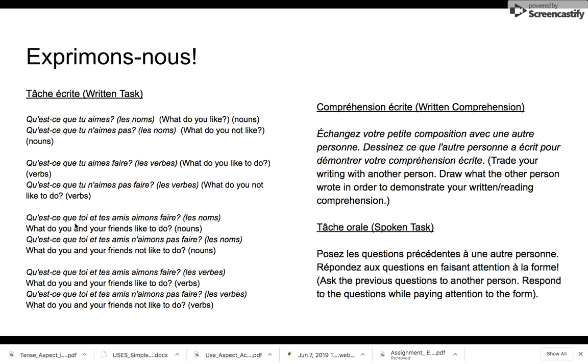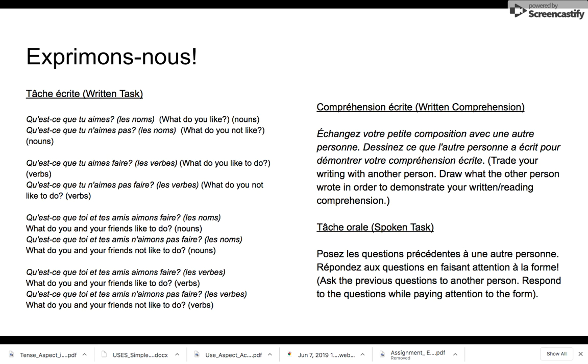And just like I did in the example, they need to use nouns, making sure that they use the appropriate determiner, and the verbs, making sure that they have the first verb using subject-verb agreement and the second verb being in its infinitive. Once they're done with the writing task, they will have a reading task, and they will trade their writing with another person. They will then draw what the other person wrote in order to demonstrate the written and reading comprehension.